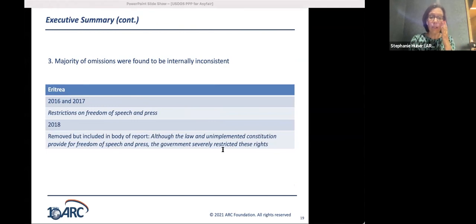And the last observation was that the majority of such omissions were found to be internally inconsistent with the respective sections of the US State Department report, further underscoring the importance of users of the reports not to rely exclusively on the executive summary. So for example, in the case of Eritrea, the human rights issue restrictions on freedom of speech and press was included in the 2016 and 17 editions. However, it was omitted from the 2018 edition.